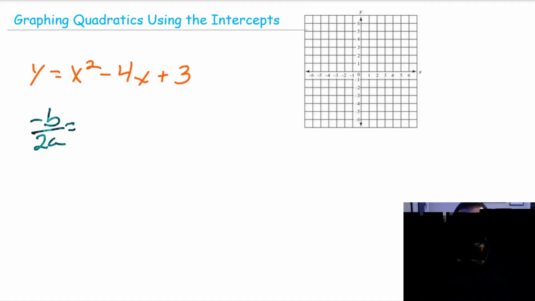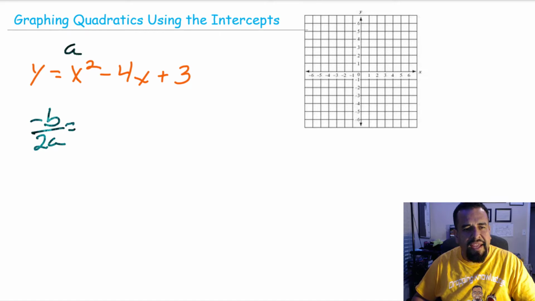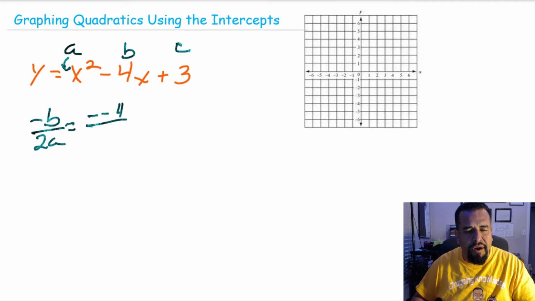Now, the values up here: this is a, this is b, and this is c. A refers to the number. All these refer to the number, not the variable. All right, so let's plug them in. Negative... well, actually, that negative b is 4. So I'm just going to do this on purpose just to show you: negative negative 4 divided by 2 times a.